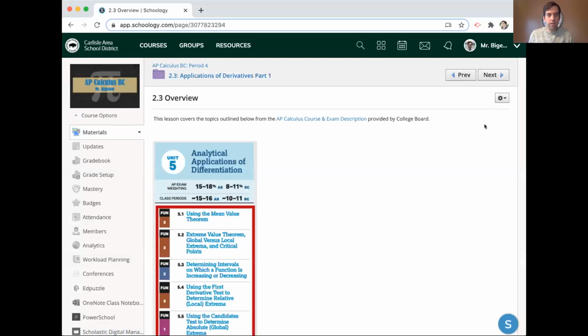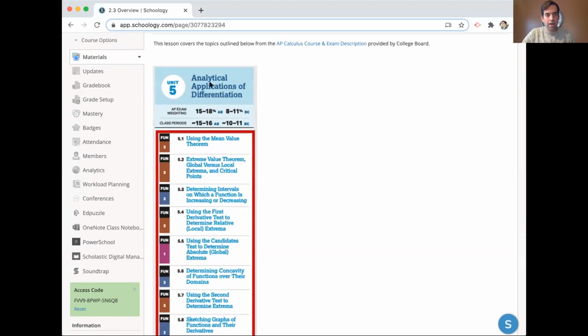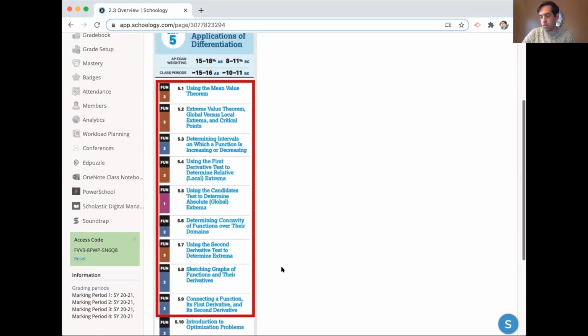Hey, Calc BC, welcome to Chapter 2, Lesson 3, Applications of Derivatives, Part 1. This lesson is going to cover topics from the College Board's Unit 5, Analytical Applications of Differentiation. I highlighted a whole bunch of topics here. This really does dig deep into applications of derivatives.